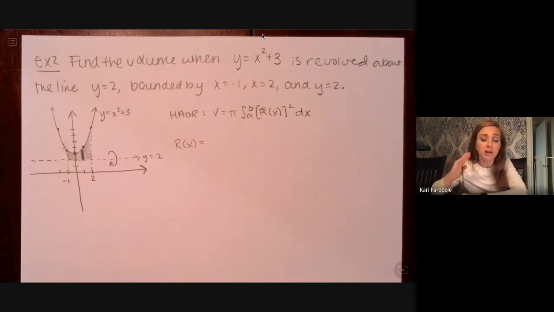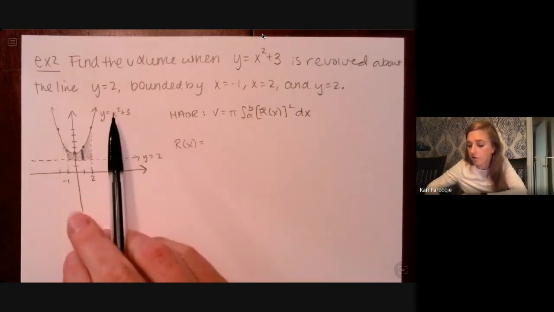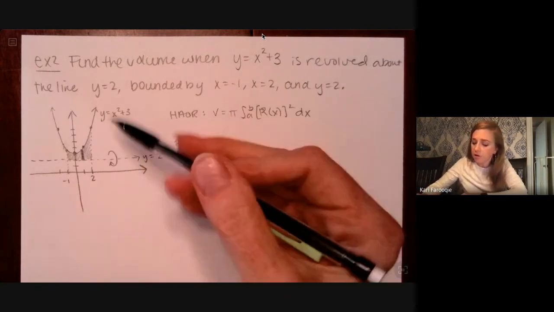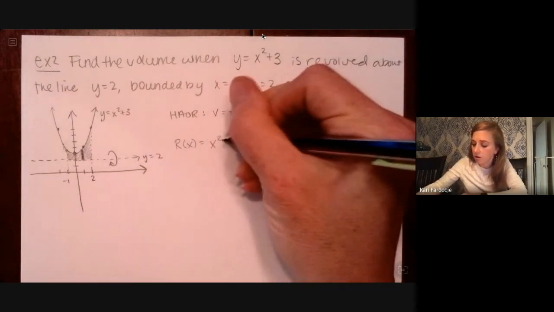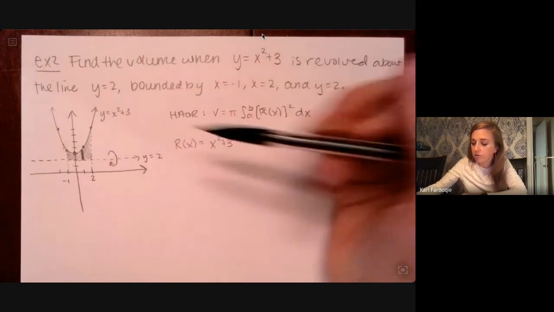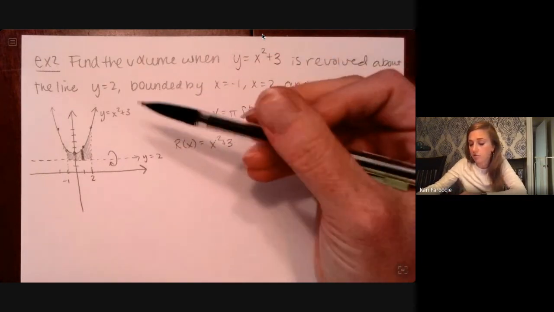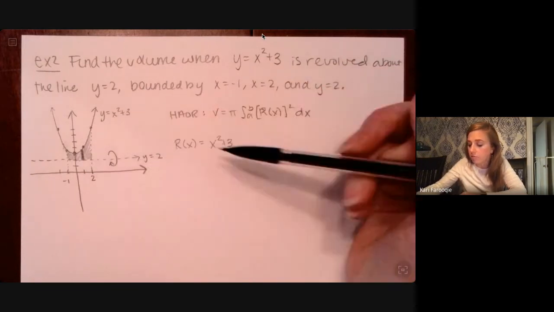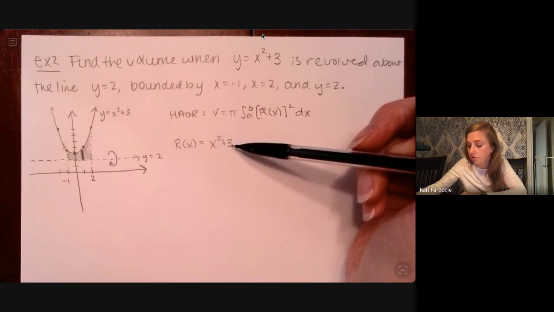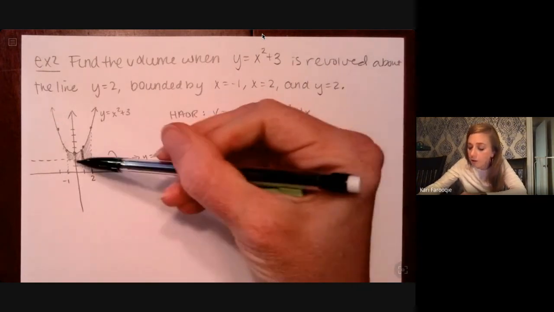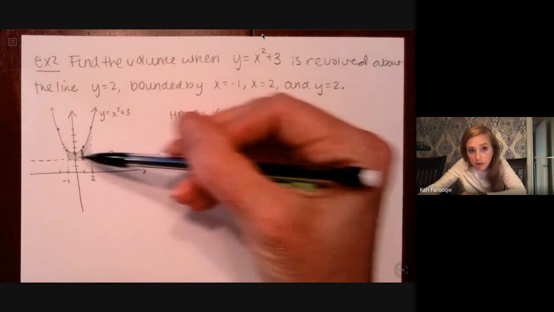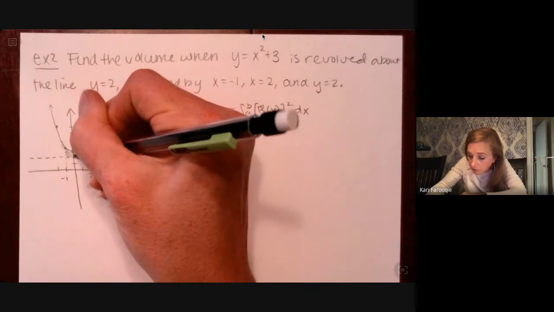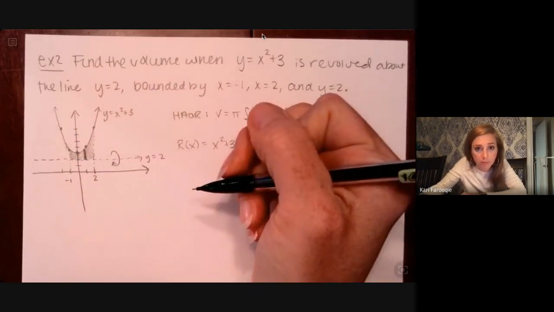The reason I can't say r of x is x squared plus 3 is because that doesn't check out. If I let my radius be x squared plus 3, well, let's say then I'm looking for the radius of this figure at x equals 0. If x equals 0, then my radius should be 0 squared plus 3. My radius should be 3. But I'm not revolving this about the x-axis. I'm revolving it around y equals 2. If x equals 0, my radius should only be 1 unit.